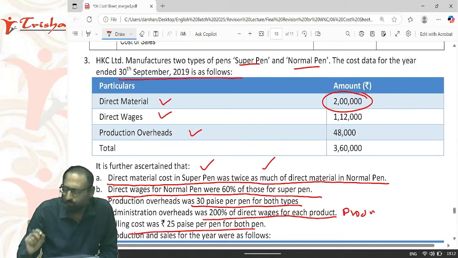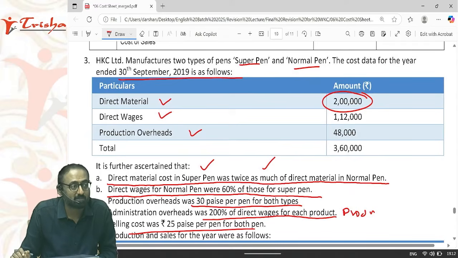Most of the students will make a mistake here. How much will be the direct material applicable to super pen? Any answer? Try. If you have the answer, don't read it out, just tell me. One lakh. 33,333.33, correct, guys? And 66,667? Yes or no?